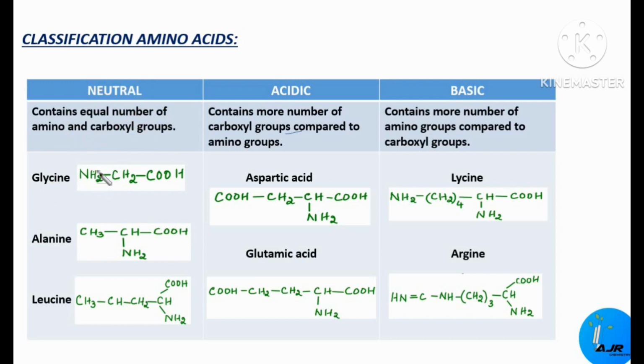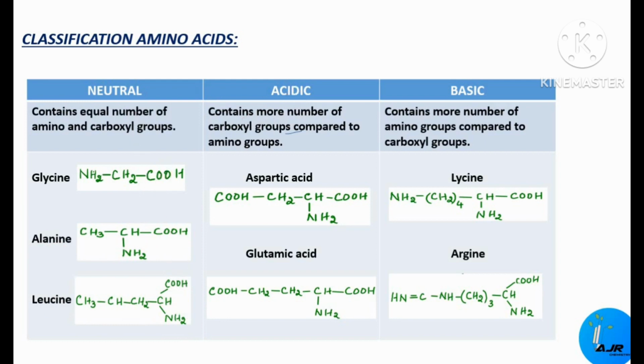See glycine. Here, this is the amino group, this is the carboxyl group. Equal number, we have 1, 1. Alanine, 1, 1. Again, leucine, 1, 1. So equal numbers of amino groups as well as carboxyl groups are present in neutral amino acids.